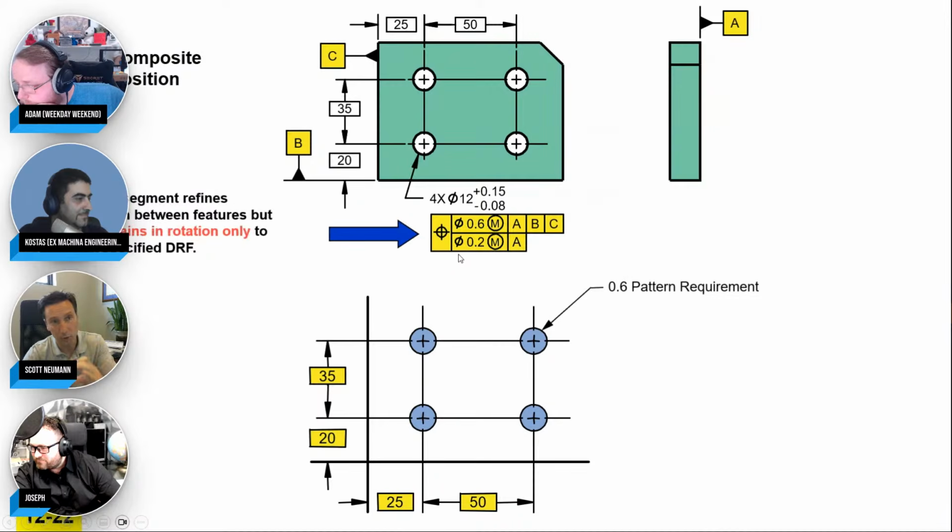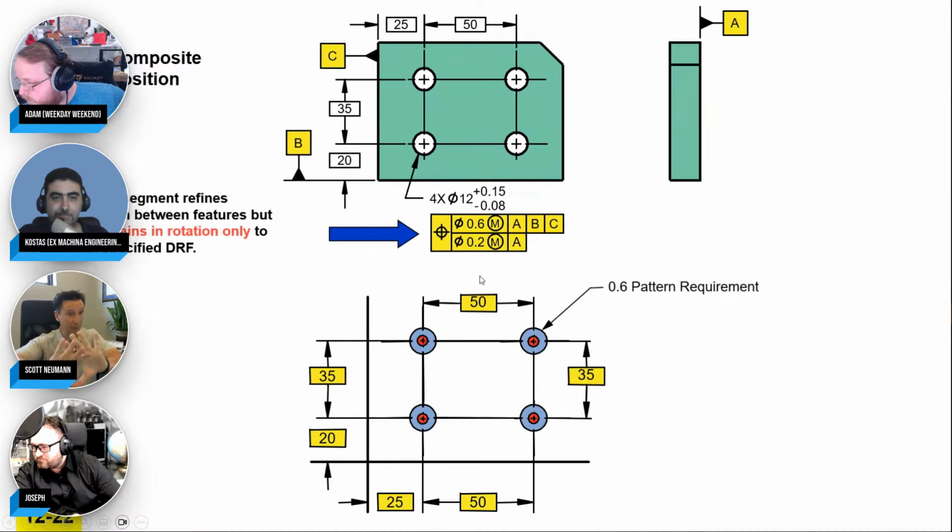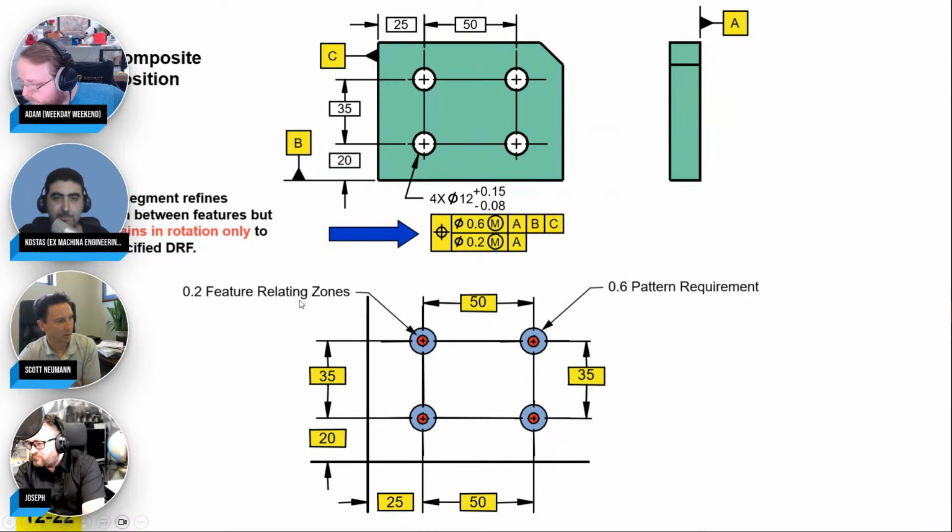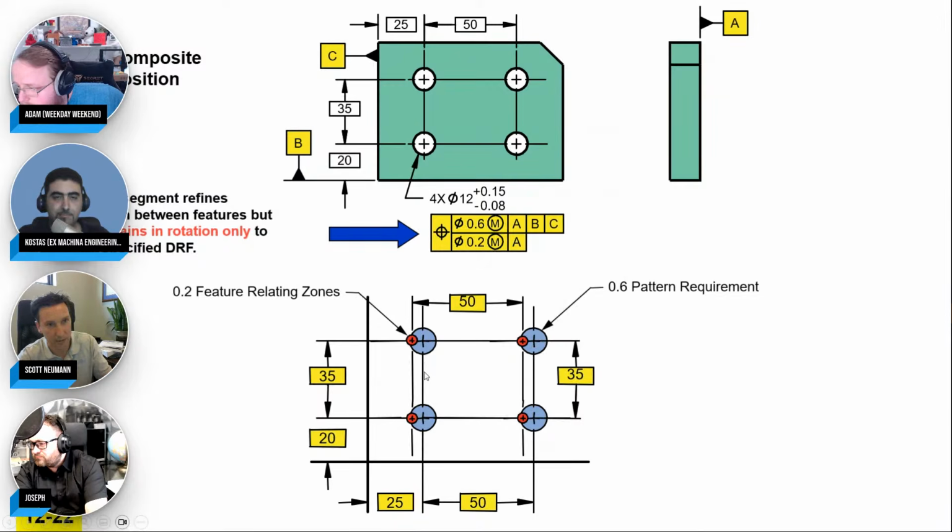Now the lower one creates another set of tolerance zones. This is a position within a diameter of 0.2, and that's going to be relative to each other, and then also relative to A. So you have to think, what is A? A is our plane that we're looking normal to. So the cylinders are popping out of the screen at you relative to A. Now, because these smaller zones of 0.2 don't have any reference to B and C, they're unconstrained. They're allowed to float, but they have to float as a pattern.